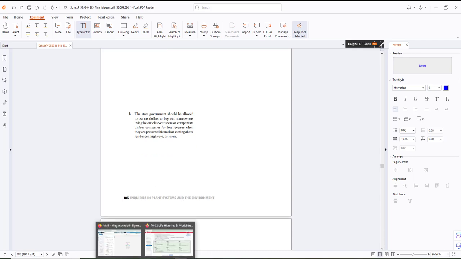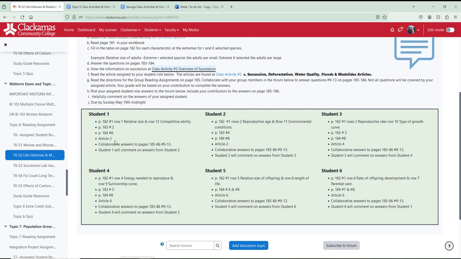Once we are done, you're going to post your contribution there, and then you're going to make comments on the answers of another student. You're assigned, like, student 1 comments on student 2. When you're commenting, do be respectful. For questions 12 and 13, if you're reading another student's opinions and they are different from yours, you're completely welcome to state, I disagree with your opinion.